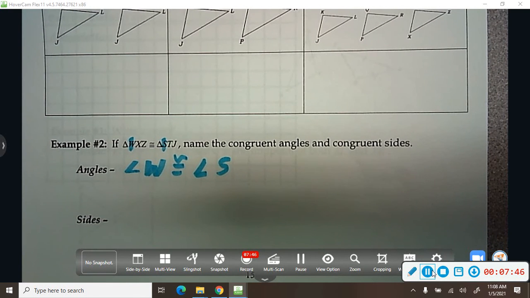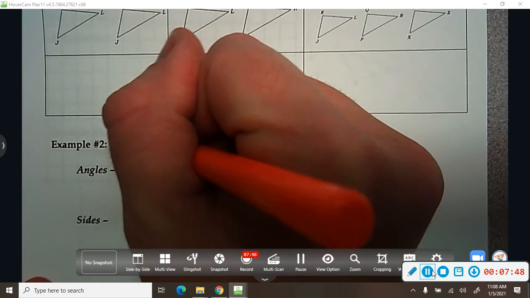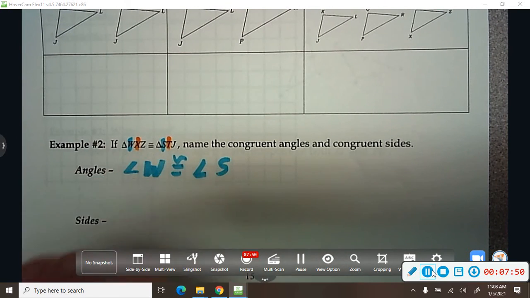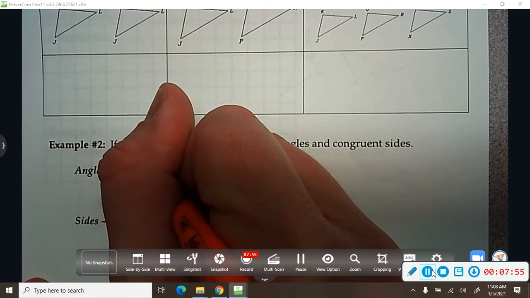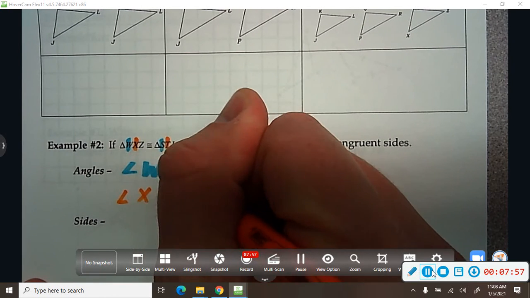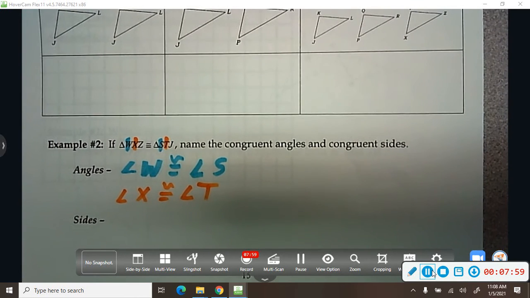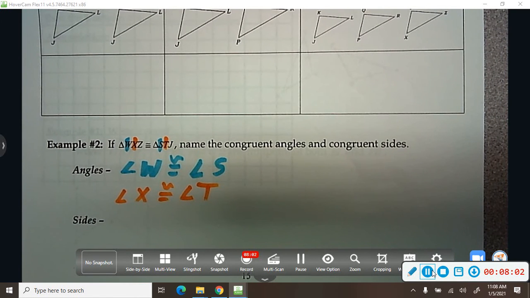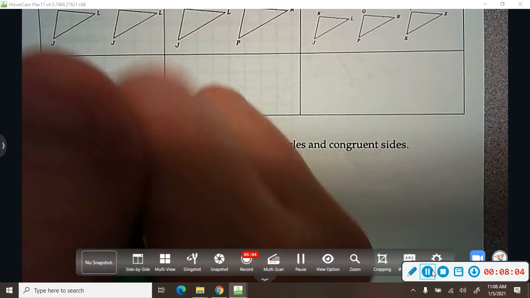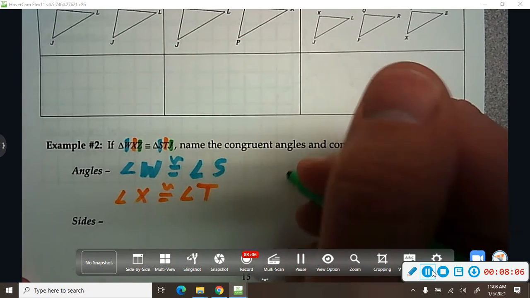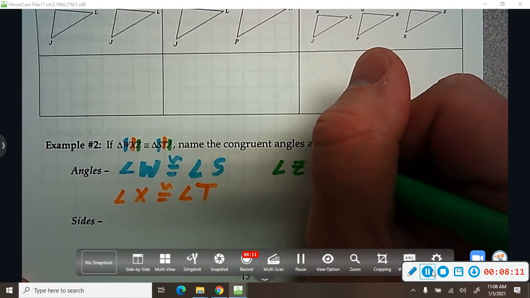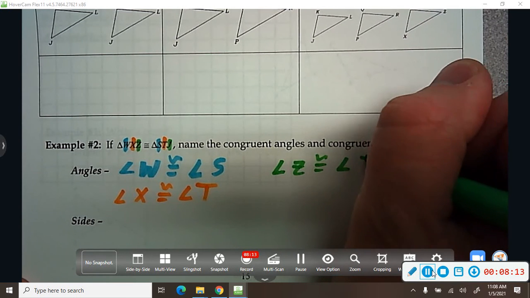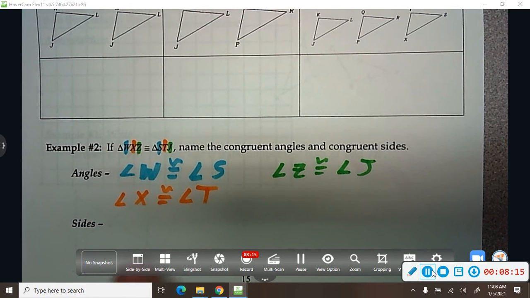And then I'll say that X and T are congruent. Angle X is congruent to angle T because they're in the same spot. And then I would say that Z and J are congruent. And I can get that because they tell me the triangles are congruent.